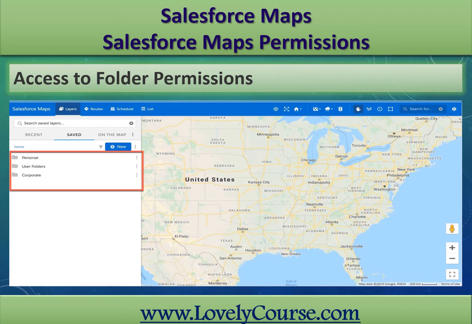The user folder contains personal user folders and follows the Salesforce role hierarchy set forth in your Salesforce org. This folder allows admins and managers to create layers for individual users and create and provide visibility into personal folders. Visibility into this folder is granted or restricted in permission groups. And then number 3, corporate folder. Corporate folder contains public shared folders. All users with Salesforce Maps access have access to all subfolders and layers in the corporate folder unless folder level permissions are set.